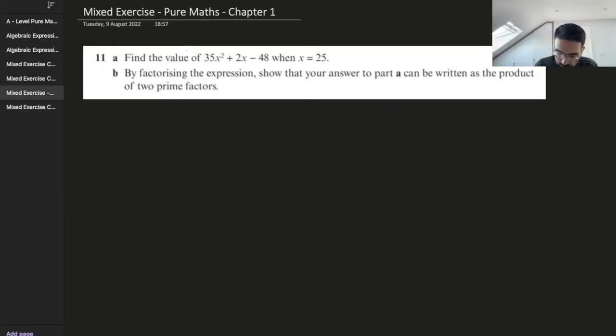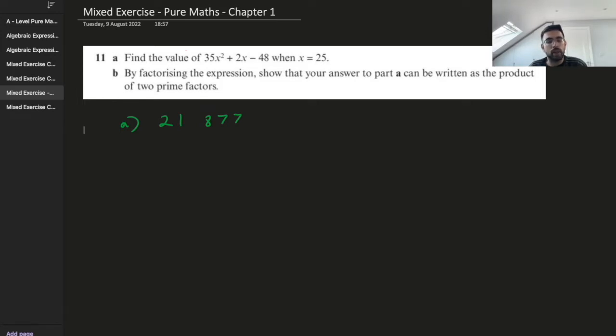Let's move on to question 11. With this question, it says we've got to find the exact value when x is equal to 25. Now, this is going to be a simple substitution. So once I sub that into my calculator, I get my answer as 21877.